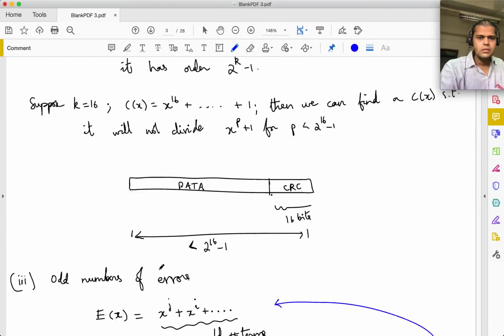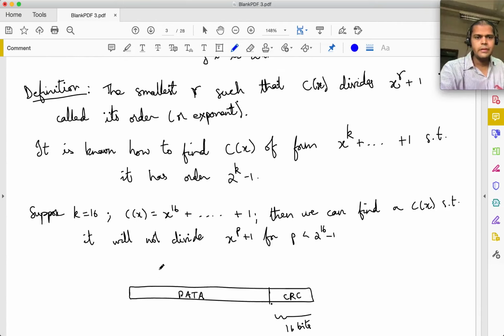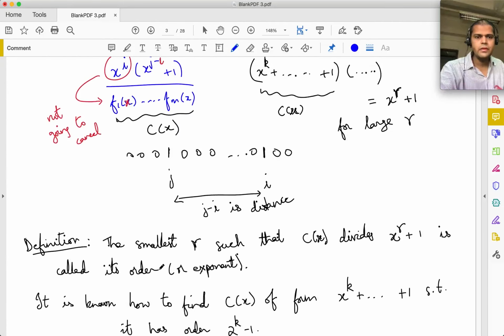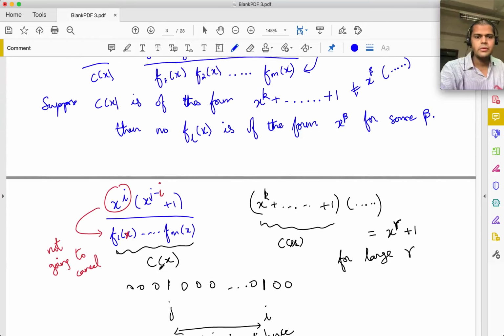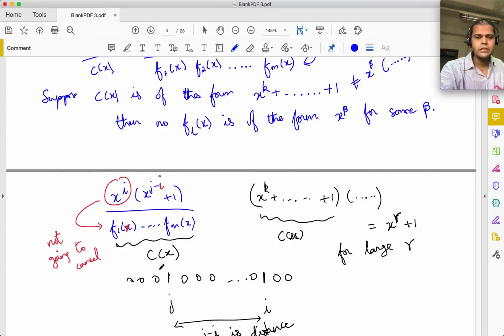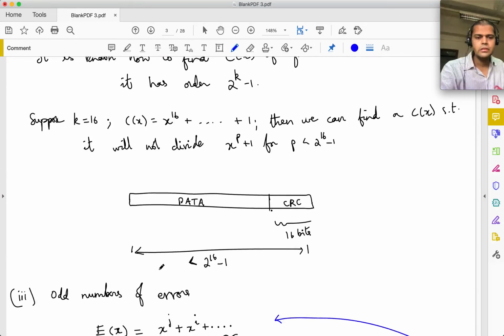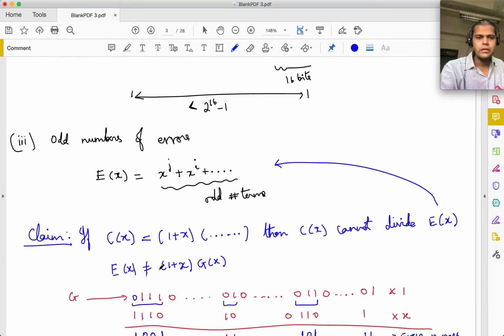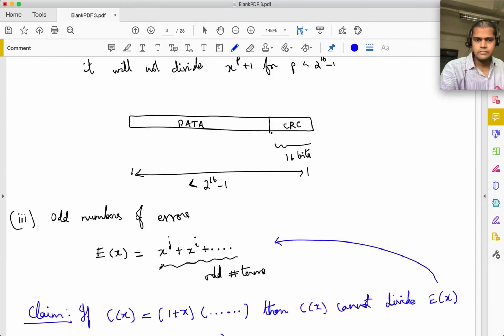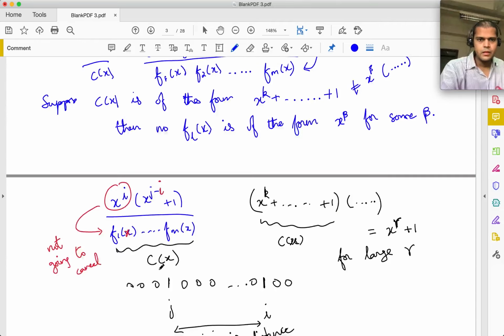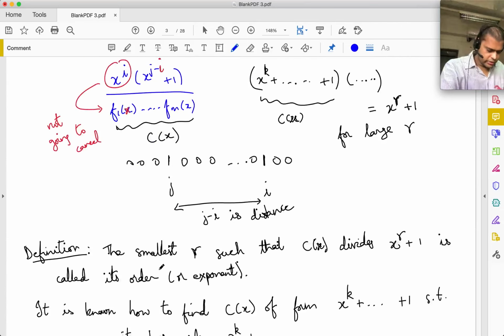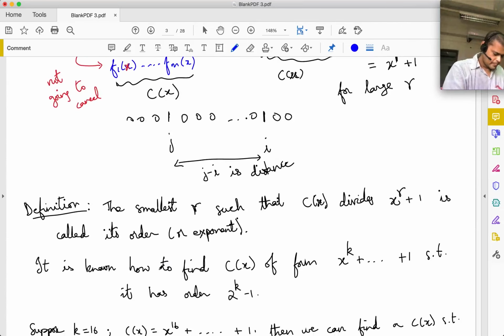So this mathematics is helping us. It shows us when we are going to be able to detect single bit errors, when we are going to be able to detect 2-bit errors and odd numbers of errors. So what is used in practice? Let's look at that.